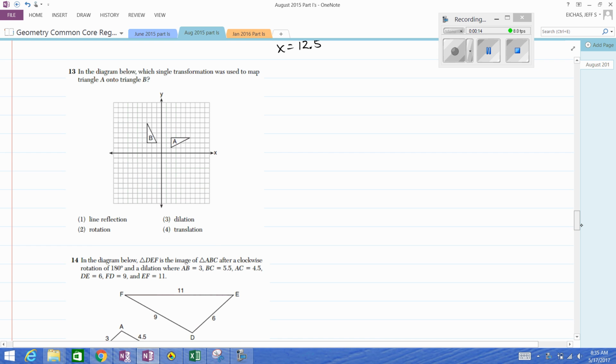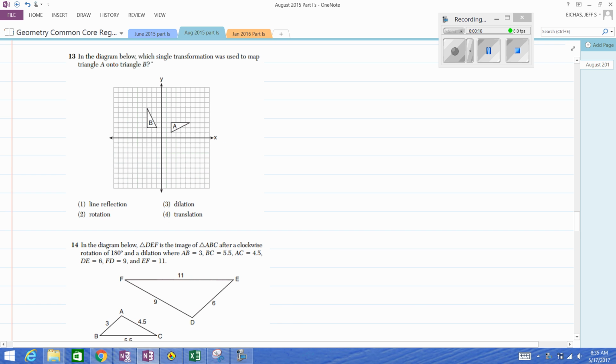Okay, number 13. Which single transformation was used to map triangle A onto triangle B? It's really looking like a rotation here. A line reflection, that's not going to get it done. Let's label these points X, Y, Z. It looks to me like X ended up there, Y looks to be like that, and Z here.